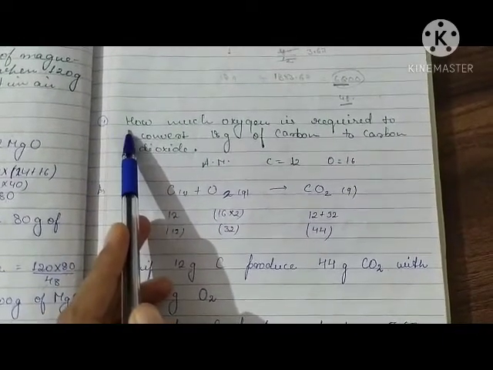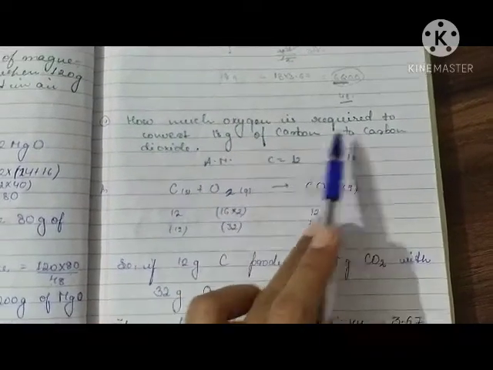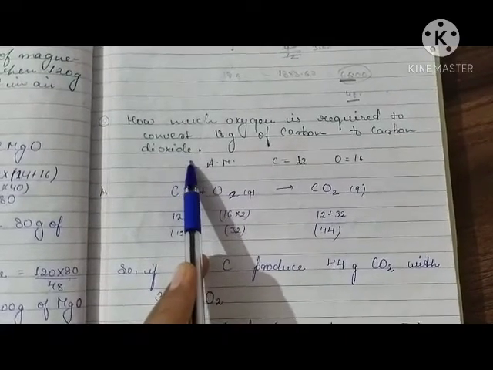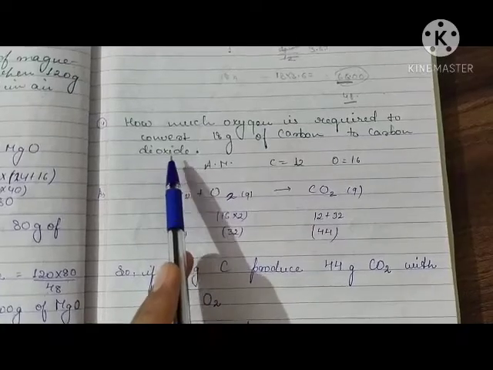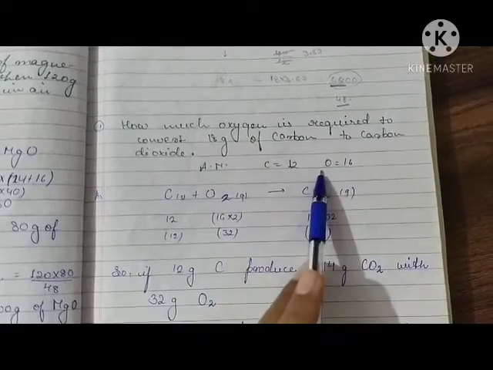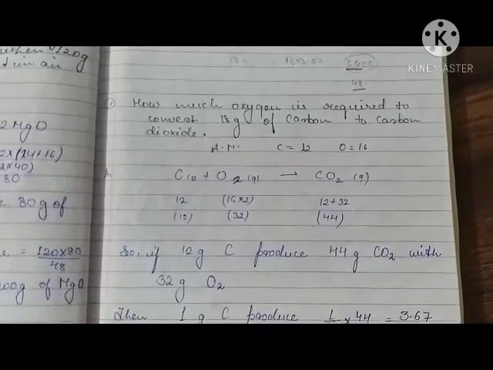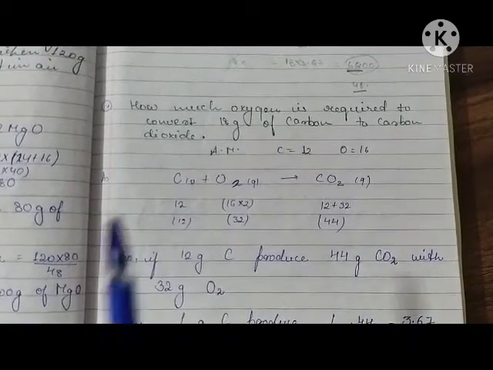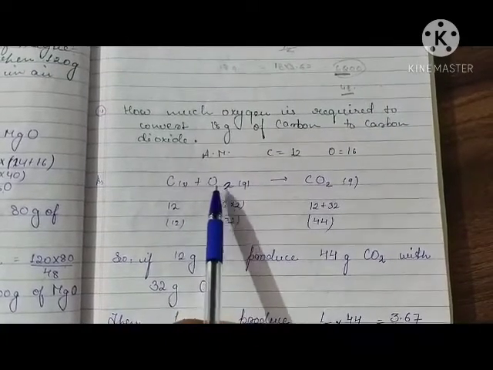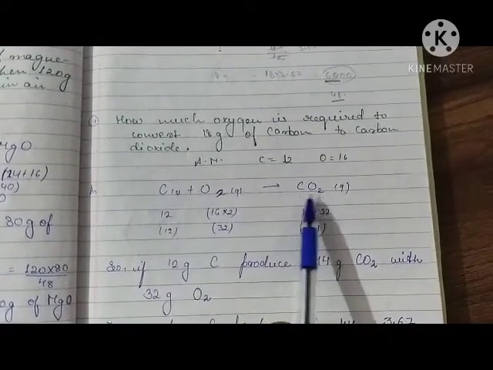Question number 4 is: how much oxygen is required to convert 18 gram of carbon to carbon dioxide? For that we have to identify the amount of oxygen. What is given? The atomic mass of carbon and the atomic mass of oxygen. As I told you earlier, firstly we have to know the reaction. So carbon plus oxygen, here oxygen is O2, gives CO2, carbon dioxide.